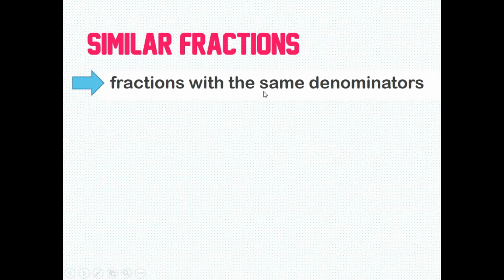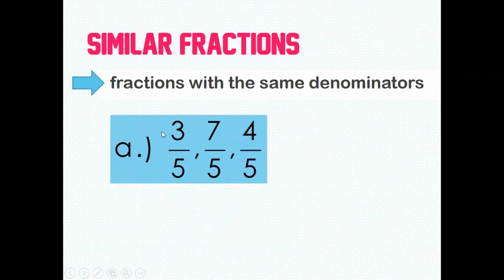So, let's have an example. We have here 3 fifths, 7 fifths, and 4 fifths. Now, as you can see from our example here, these three fractions have the same denominator, which is 5. That's right. Next, let's have another example.